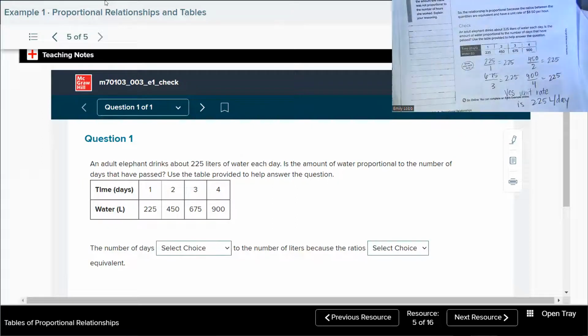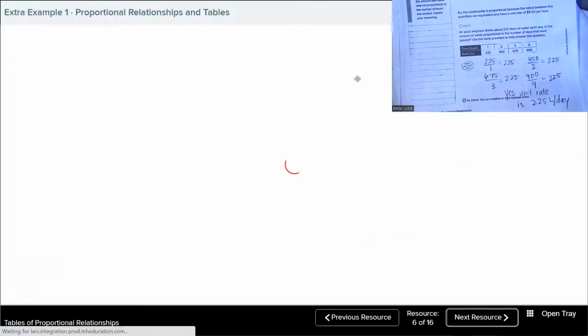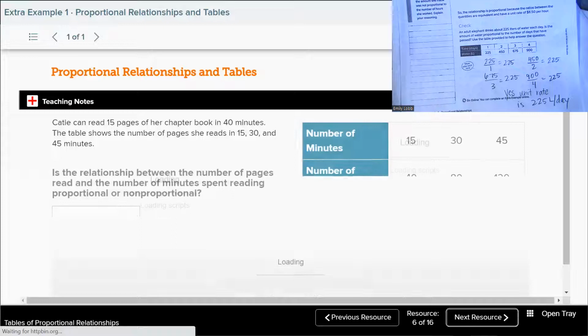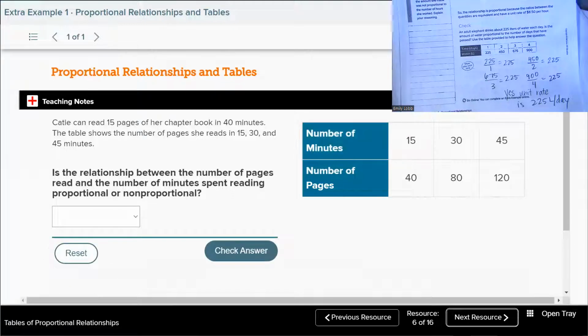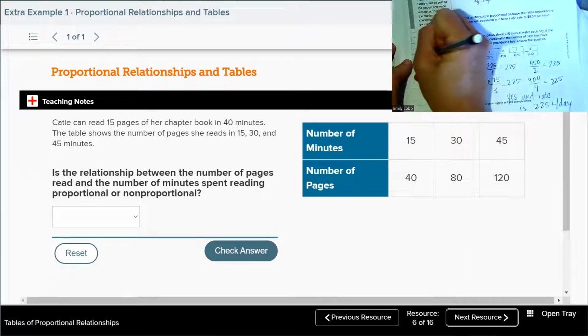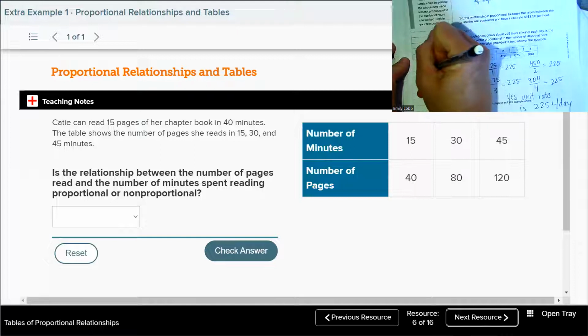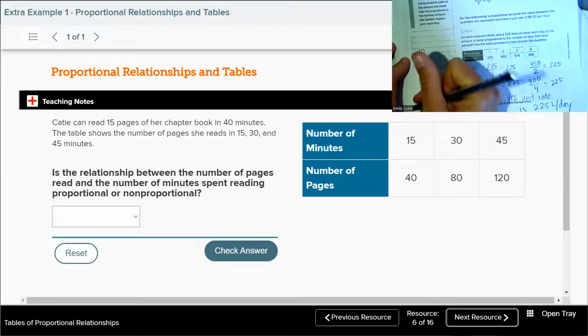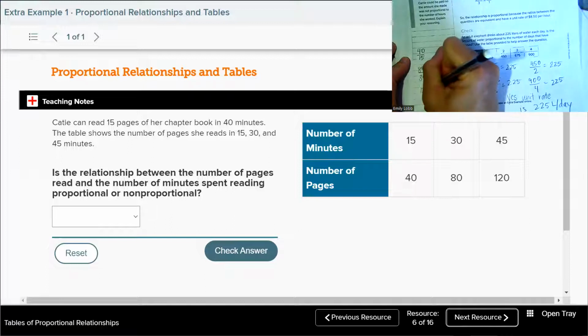Okay. All right, here's an extra example for you. We're gonna have to write this down because remember they're not in our packet. Katie can read 15 pages of her chapter book in 40 minutes. The table shows the number of pages she reads in 15, 30, and 45 minutes. So if we were simplifying these, we don't necessarily have to divide, but we could simplify. 40 divided by 15 and 80 divided by 30 and 120 divided by 45.